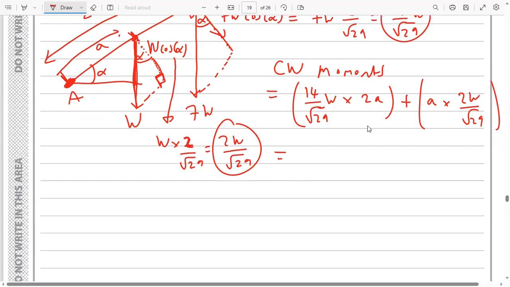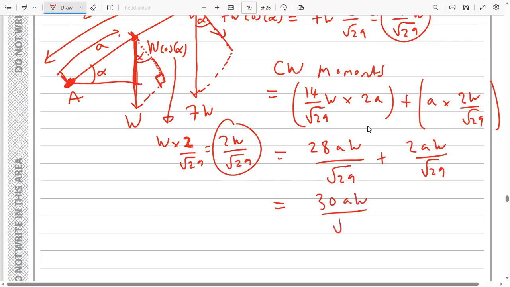2 times 14 gives us 28, so we get 28AW/√29, plus 2AW/√29. We've got a common denominator, √29. 28AW plus 2AW is 30AW. So that's the sum of our clockwise moments.